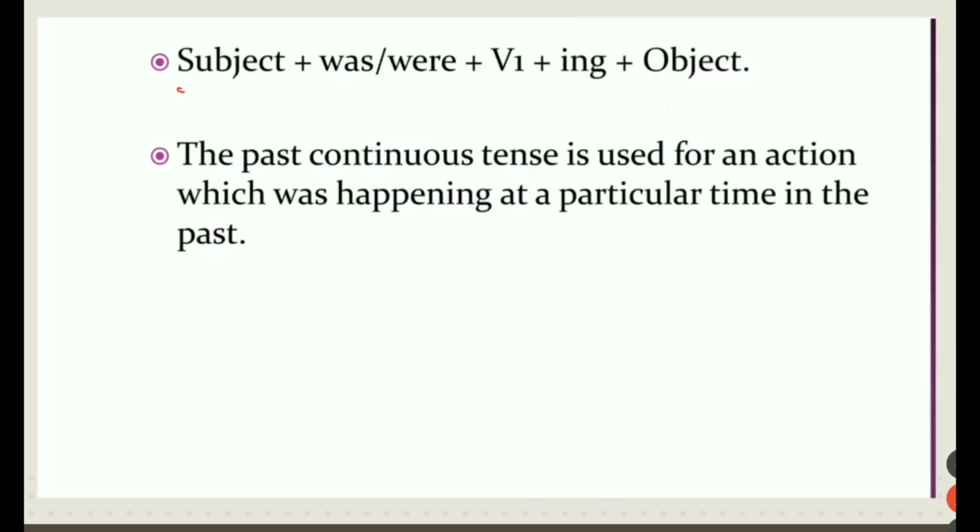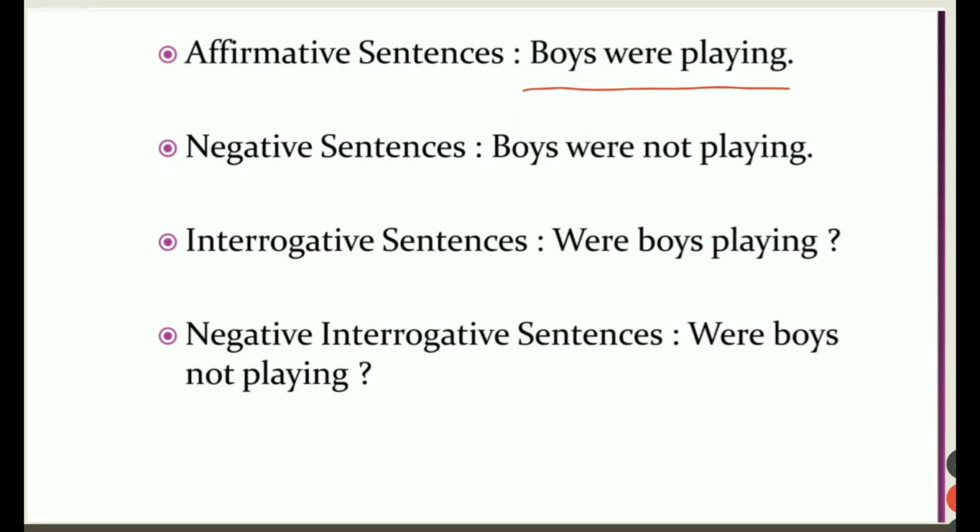The next form is subject plus was or were plus V1 and ing plus the object. Now this is a past continuous tense, which is used for an action which was happening at a particular time in the past. Like the boys were playing. This is an affirmative sentence. The negative would be boys were not playing. Were boys playing, which is an interrogative sentence, and the negative interrogative sentence would be were boys not playing.